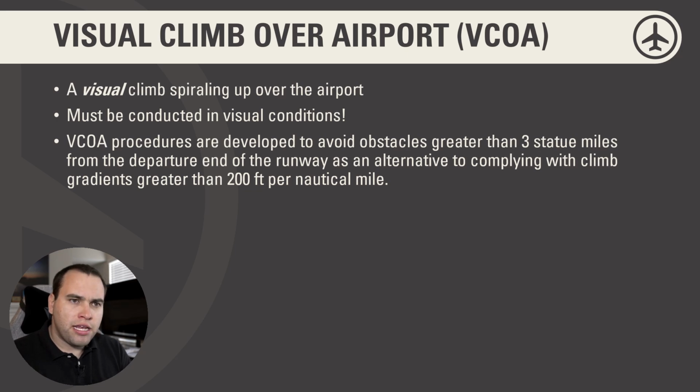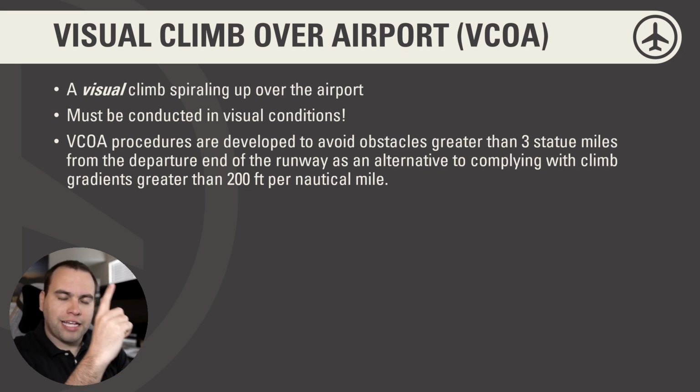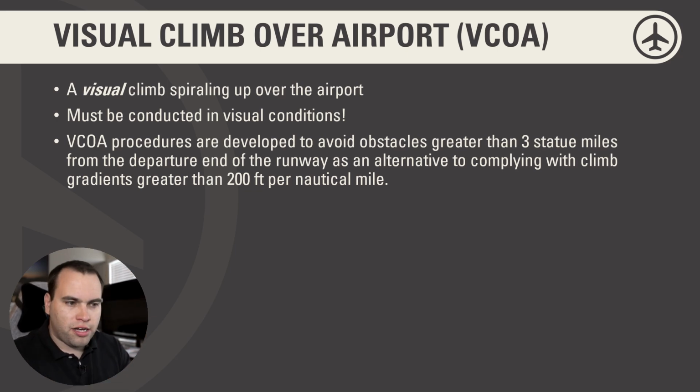So let's pretend there's an airport that's in a valley in the mountains. There's tall mountains and we need a steep climb gradient to get out. Maybe our little 172 or our Archer can't meet that climb gradient. What we can do is a VCOA. As long as the clouds allow us to, we take off and we're going to spiral above that airport as we climb up until we reach a specific altitude, whether it's assigned by ATC or it's given to us in the notes. Once we reach that altitude, then we can continue on our way.